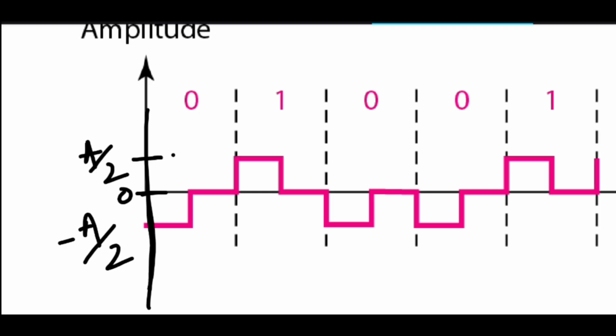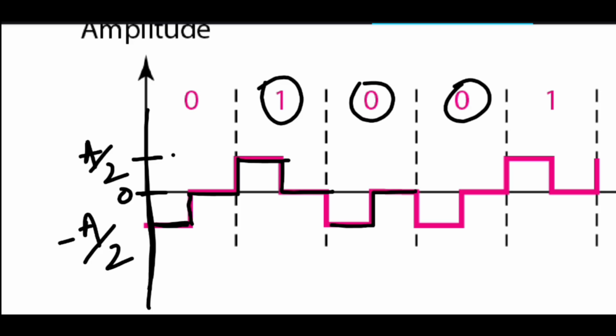Every signal will return to 0 in the middle of the time pulse, or every bit returns to 0. Here is a 0, then it starts from negative and returns to 0. Then the next bit is a 1, starting from positive and returning to 0. Then here is again a 0, starting from negative, returning to 0. Again a 0, starting from negative, returning to 0.